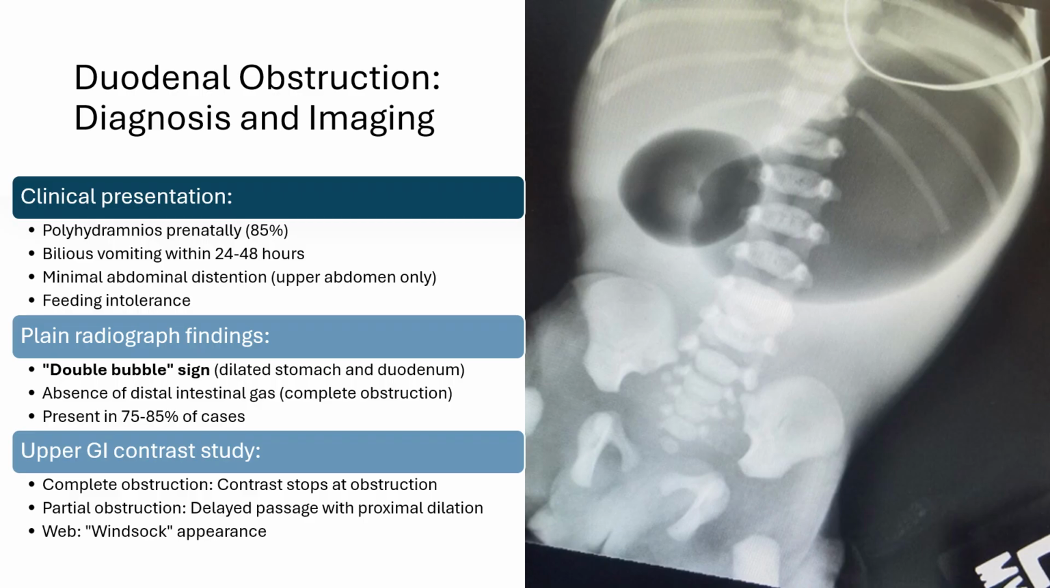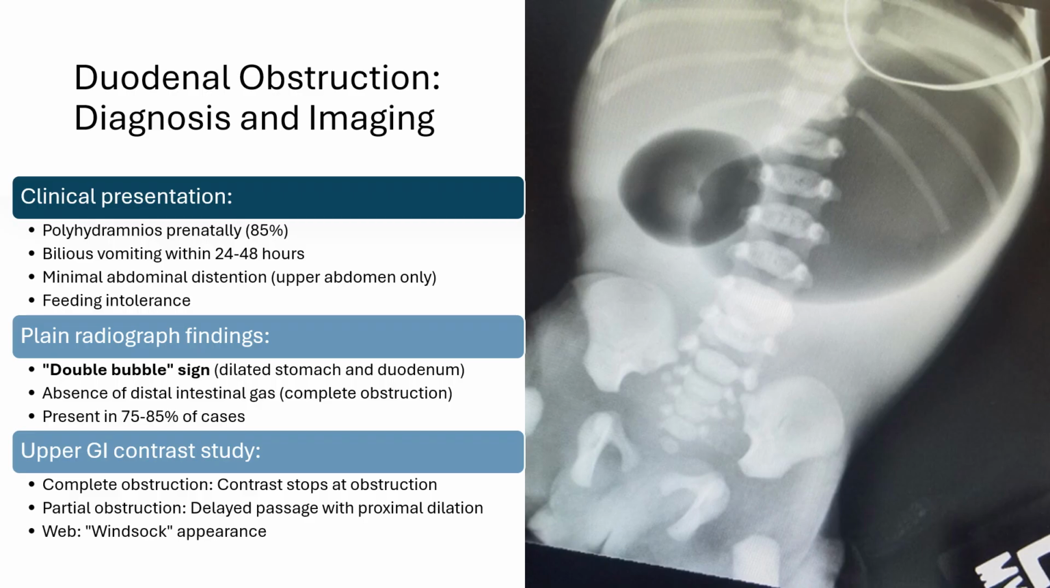Here's where it gets tricky. Partial obstructions from webs or stenosis may show some distal gas, making the diagnosis less obvious. That's when upper GI contrast studies become essential. Complete obstruction shows contrast stopping abruptly at the obstruction site. Partial obstruction demonstrates delayed passage with significant proximal dilation.